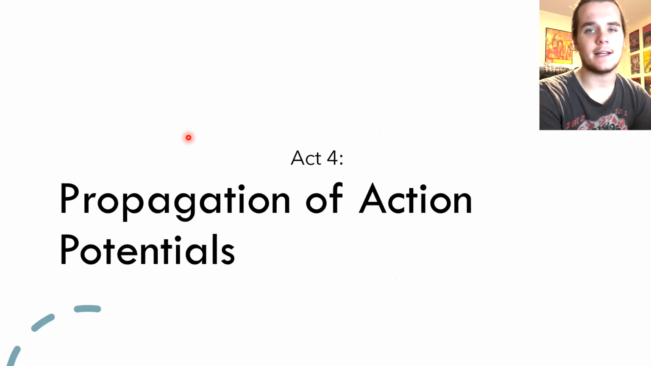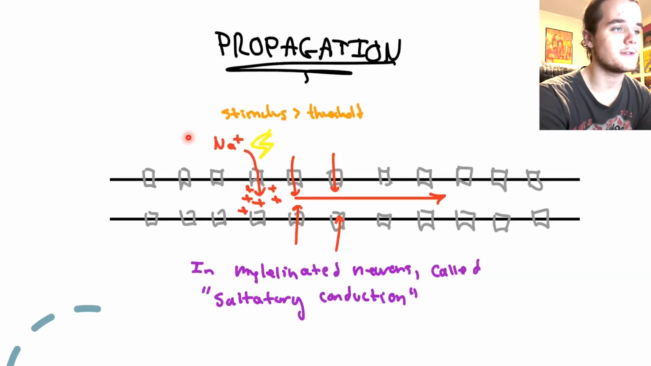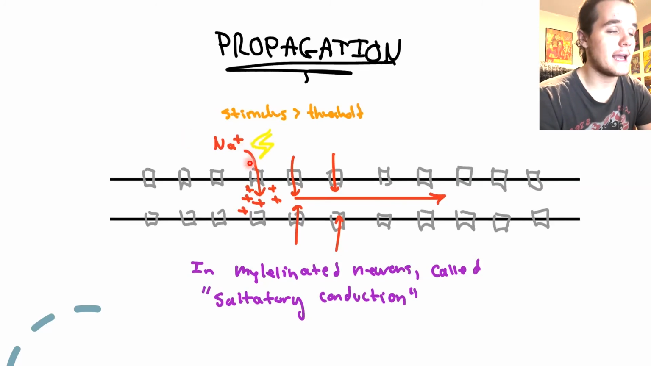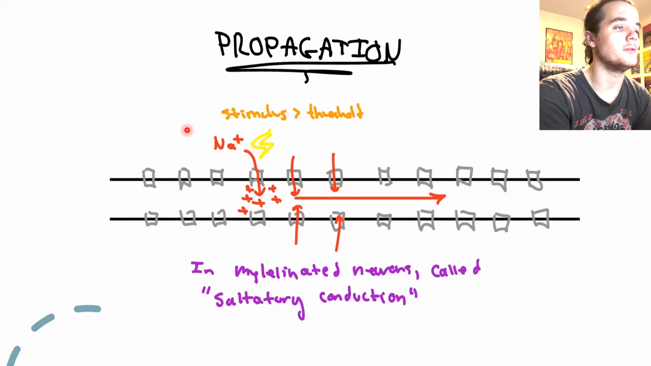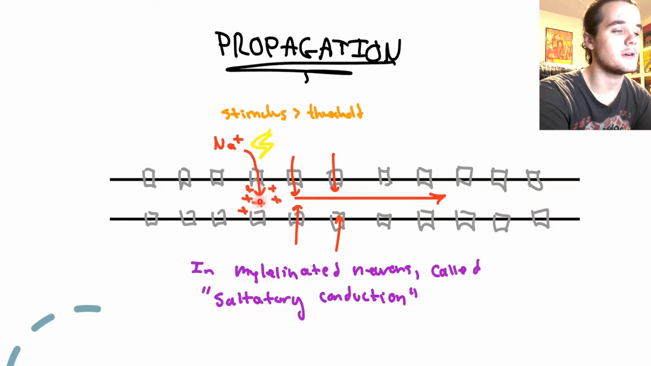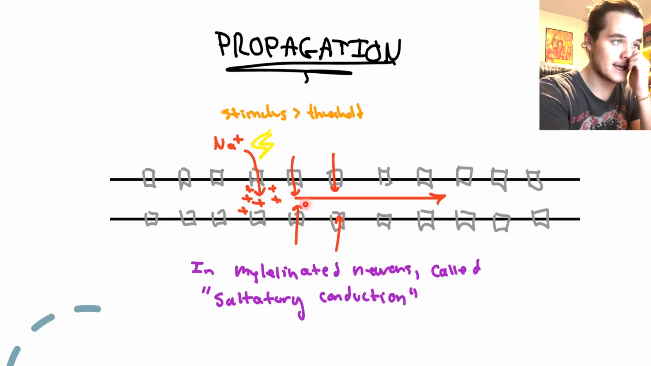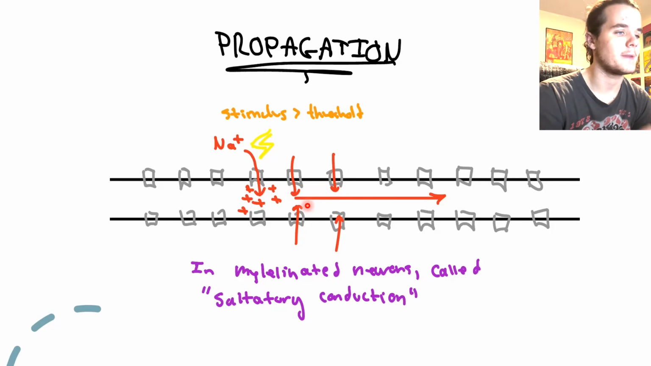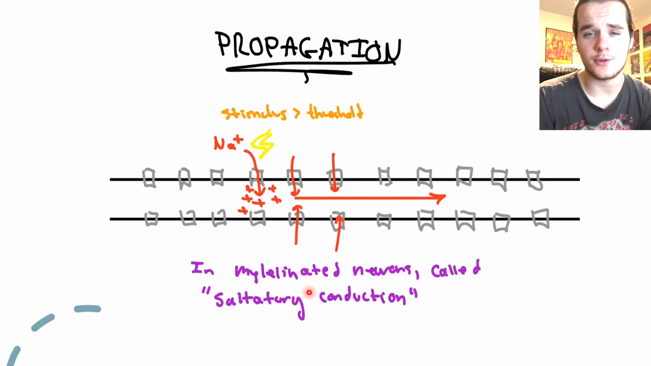So lastly, I do want to talk about the propagation of action potentials. The essence of this is as follows. Okay, this is the axon. When there's a stimulus that is equal to or greater than the threshold, sodium is going to rush in. When that happens, we get a bunch of positive charge here in the middle of the axon, which will start to depolarize neighboring voltage-gated sodium channels, and this process will repeat, thus propagating the action potential down the axon. Now, in myelinated neurons, this is called saltatory conduction.